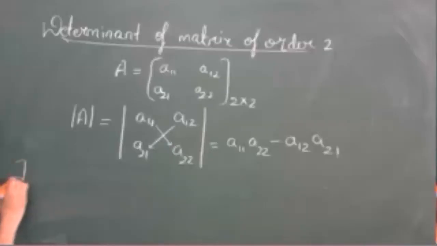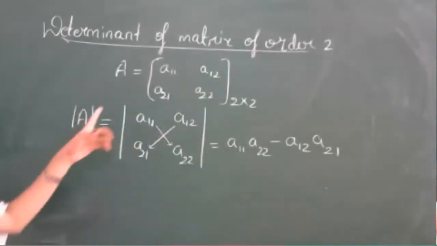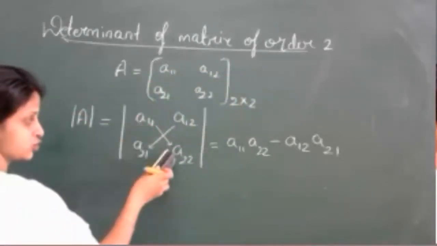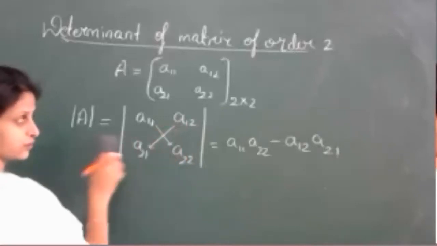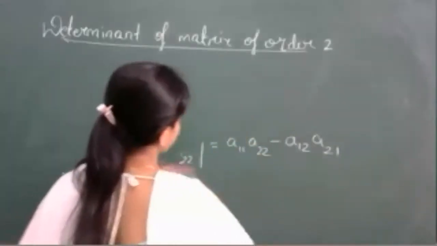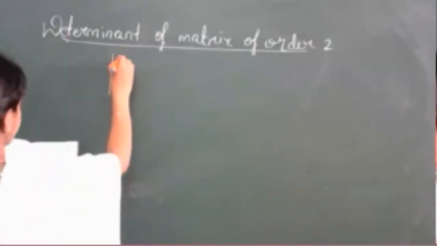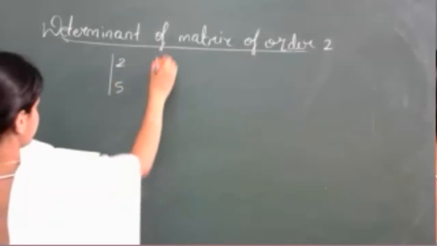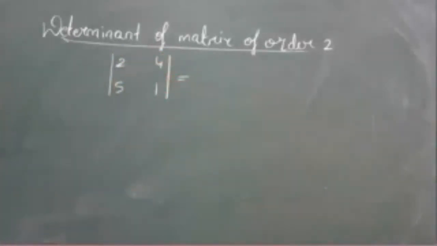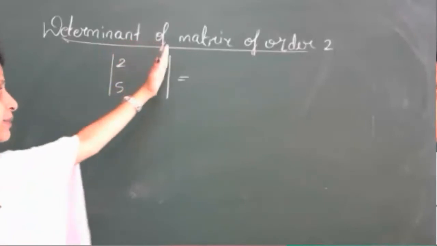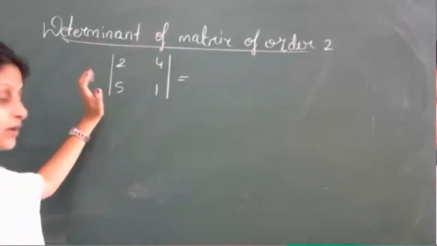I hope you understand how to find the determinant of a matrix of order 2. First you multiply these two, minus, then you multiply these two. So suppose I gave you this matrix. What is the determinant of this 2 cross 2 square matrix, students? 2, 4, 5, 1. The determinant is represented by two straight lines. Okay, so tell me what is the determinant?